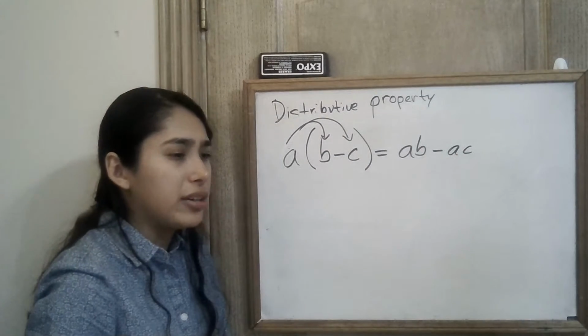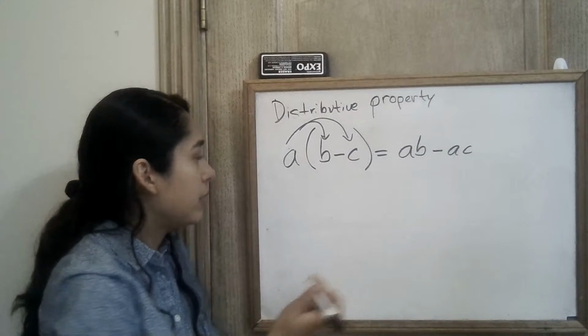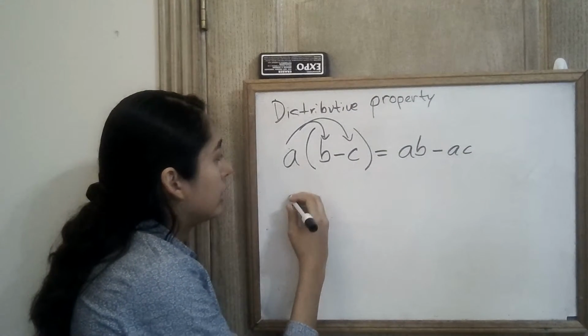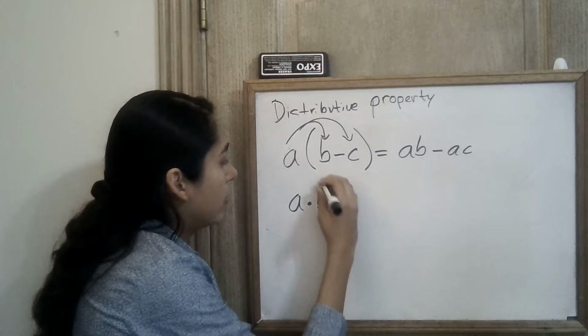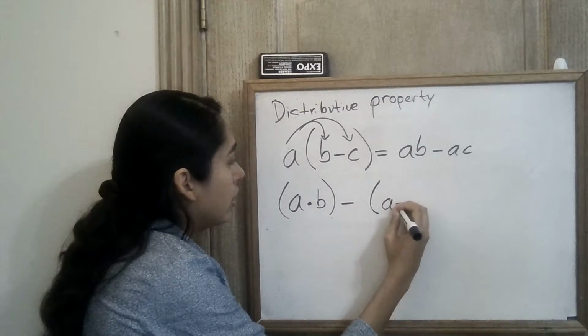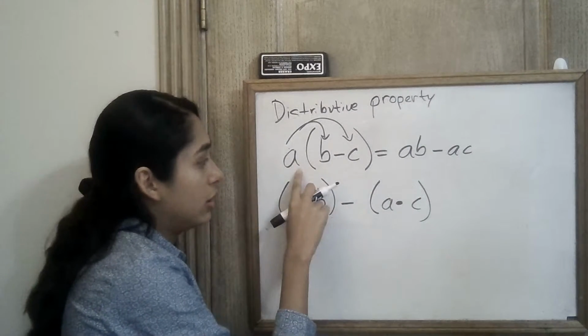For those of you that are not seeing what's going on behind the scenes, let me expand this further. What I'm really doing is doing A times B minus A times C. I'm doing this right here, and I'm going to distribute it.